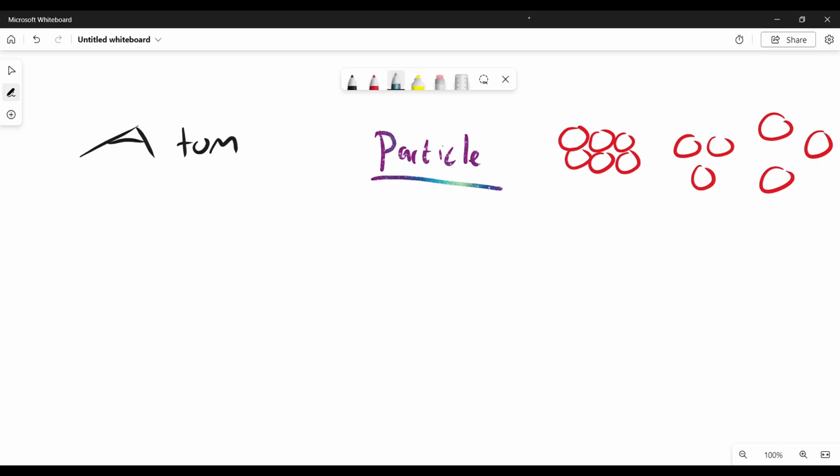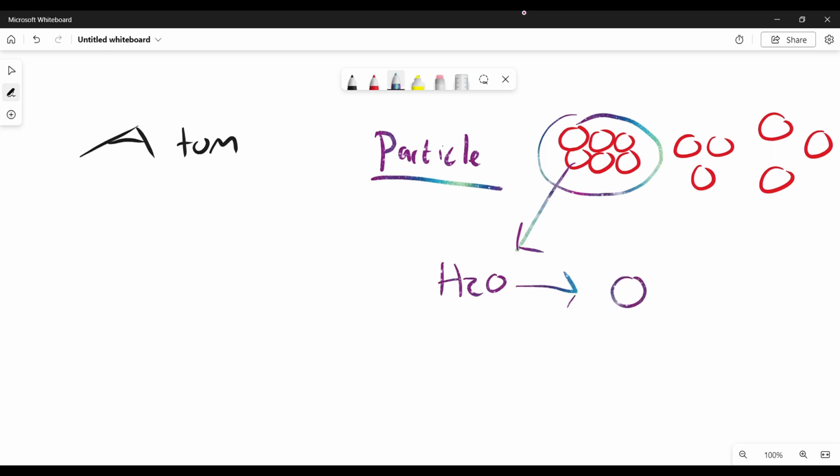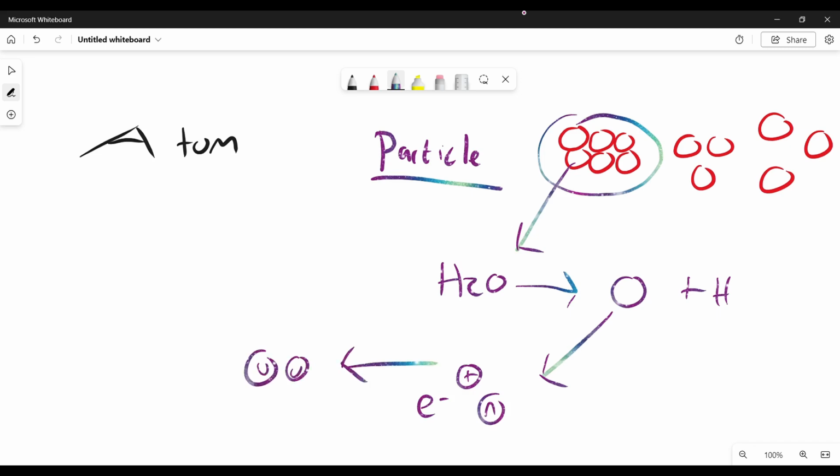The problem with this model is that we're referring to these things here as particles, but these particles are made up of particles, e.g. water. That's a particle. So these particles here are particles, but those particles are also made up of oxygen and hydrogen, which are particles. And then my oxygen is made up of protons, which are particles, neutrons, which are particles, and electrons, which are particles. And then my protons and neutrons are made up of things called quarks. A proton is made up of two up and a down quark, which are particles.